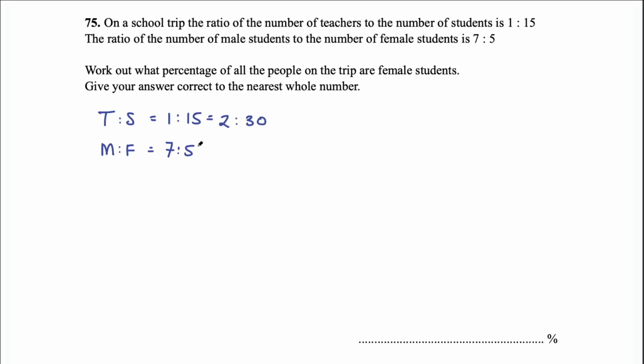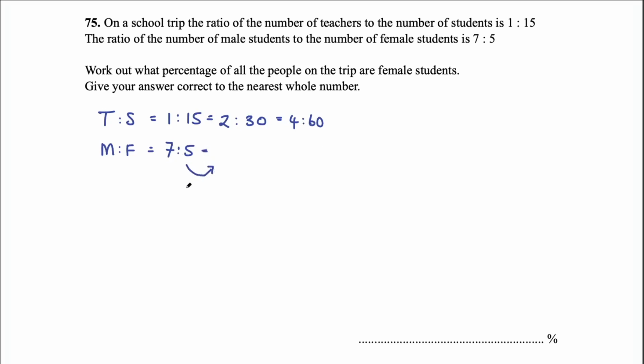7 plus 5 makes 12. And no matter what I multiply 12 by, that's not going to fit into 30. So I can multiply it by 2 again, and I'd get 4 to 60. Now, 12 I know is a factor of 60. And I know that 12 times 5 equals 60. So what I want to do with this ratio now is multiply it by 5.